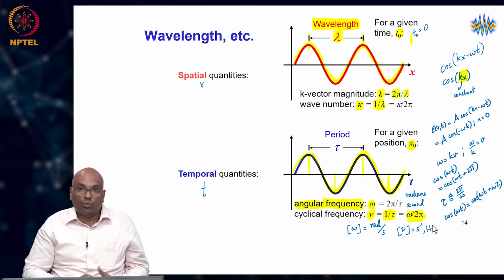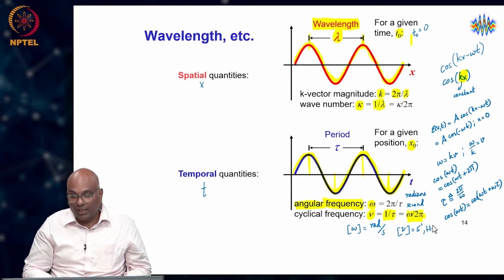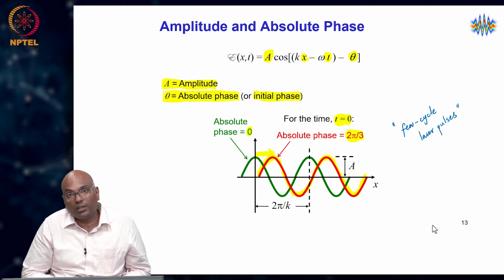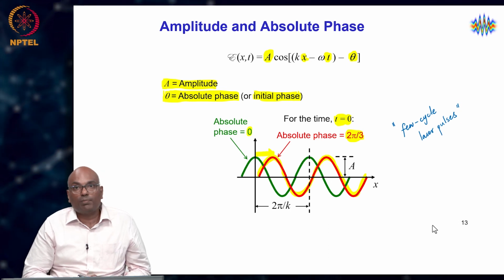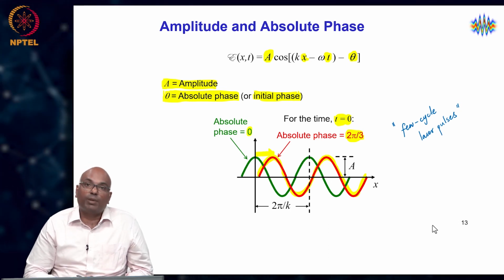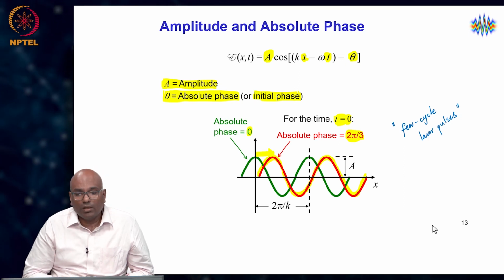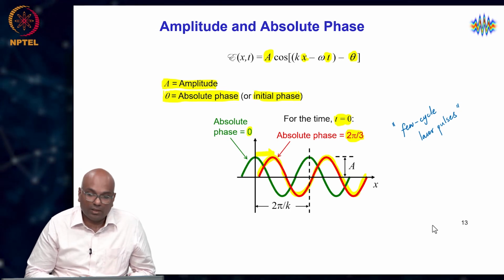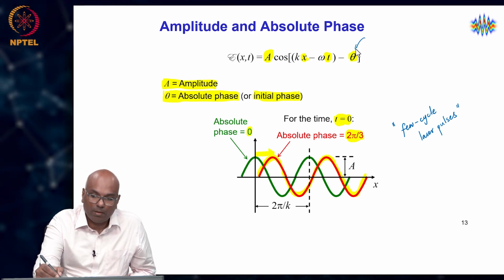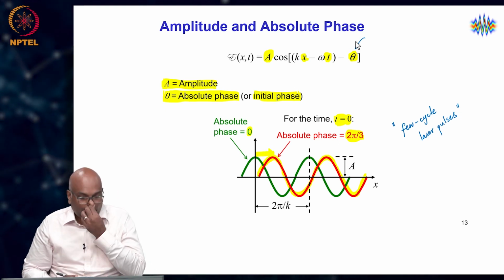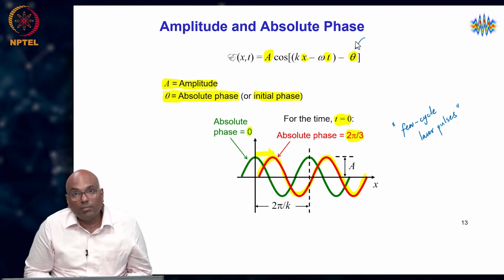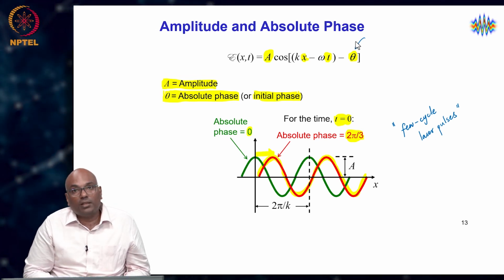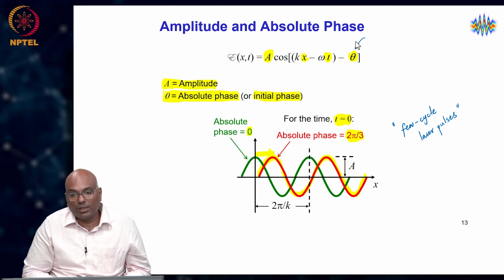Something that may be new to some of you is the interpretation of the additional phase factor theta, which again does not depend upon space or time, just like A does not depend on space or time. That is the quantity we call the absolute phase or the initial phase, here given the symbol theta. Theta essentially determines what the state of the wave is when x and t take the value 0, that is x is equal to 0 and t is equal to 0.